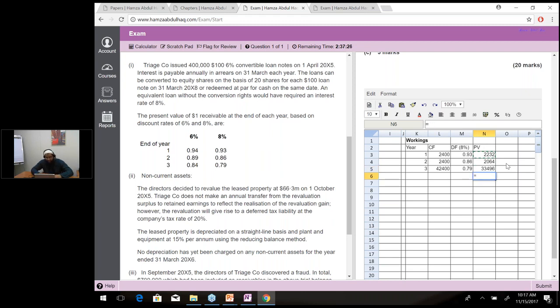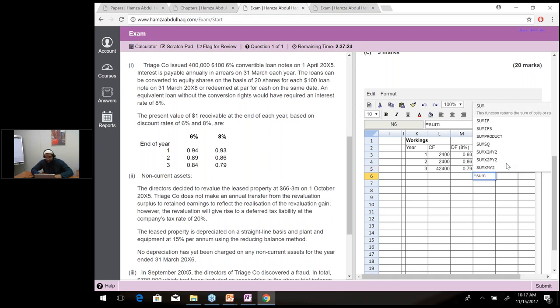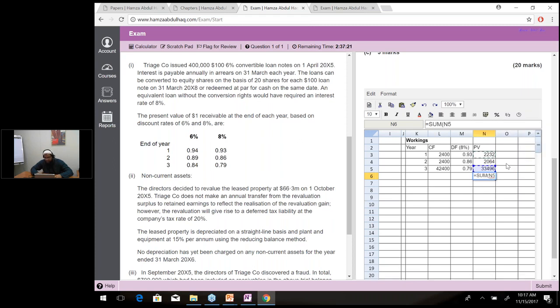And now I'm applying a formula equals to sum, and I want to sum all these 3. So I've selected these 3, and if I press the enter key, this is going to tell me the exact value of the liability. So this is the present value of all future cash flows.